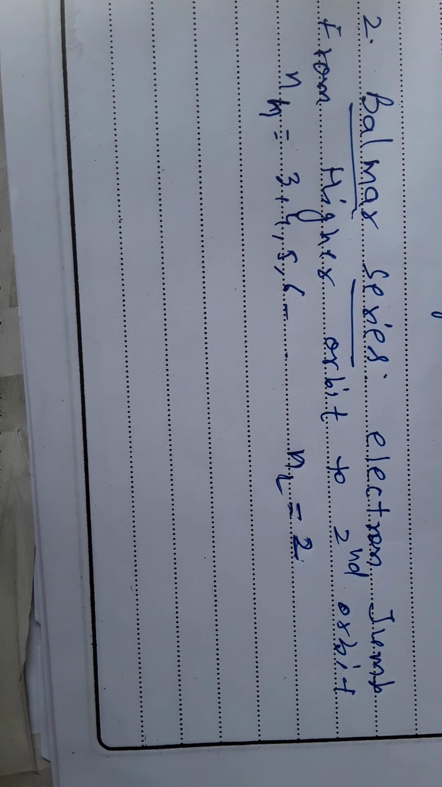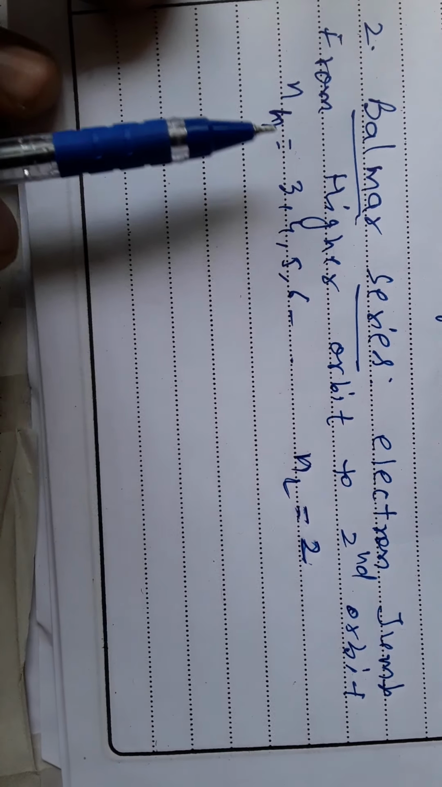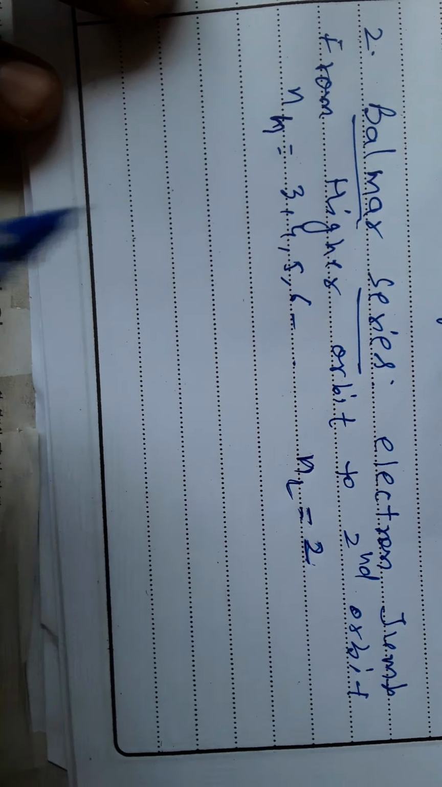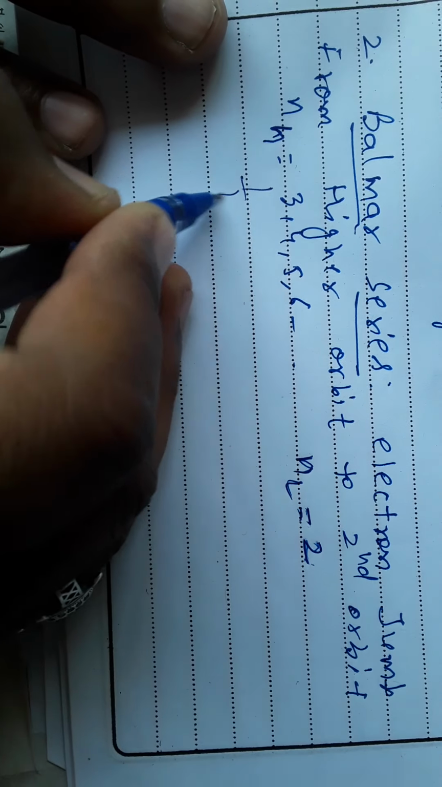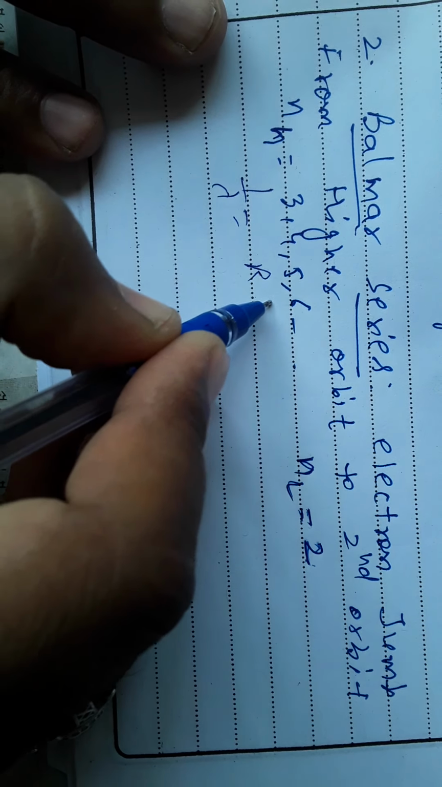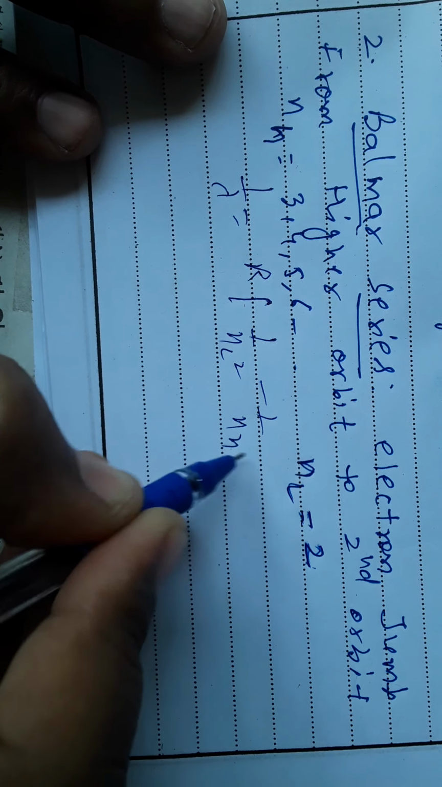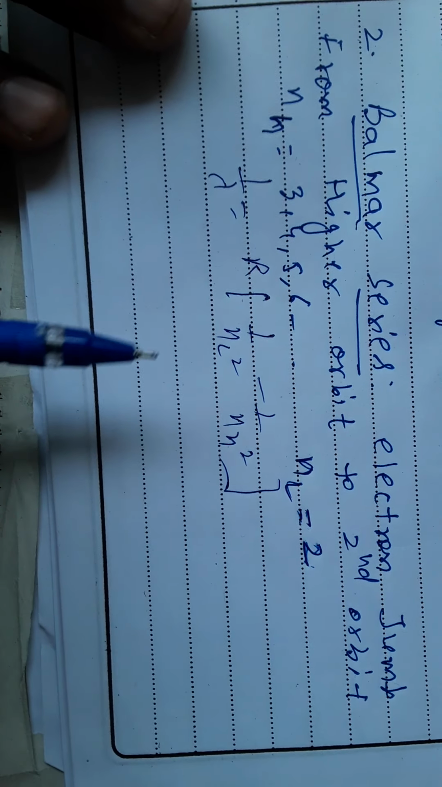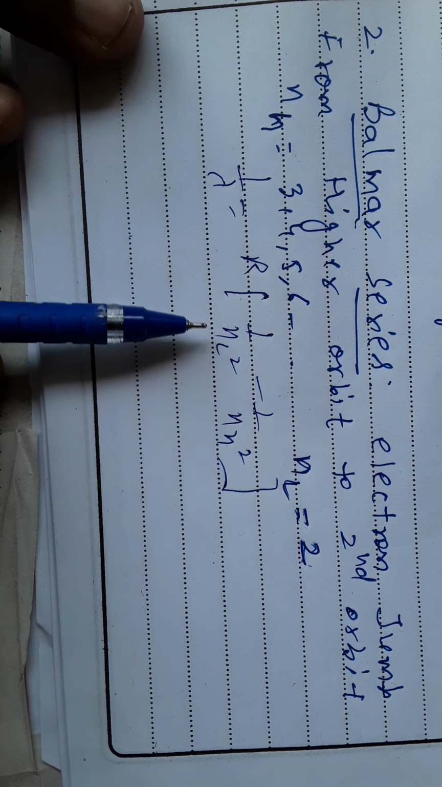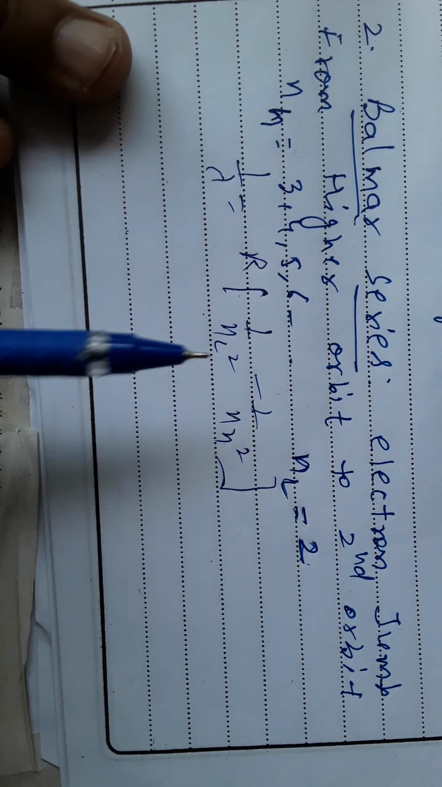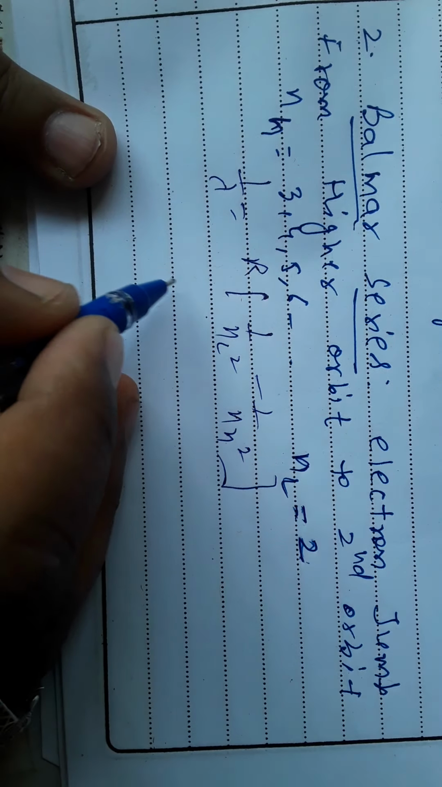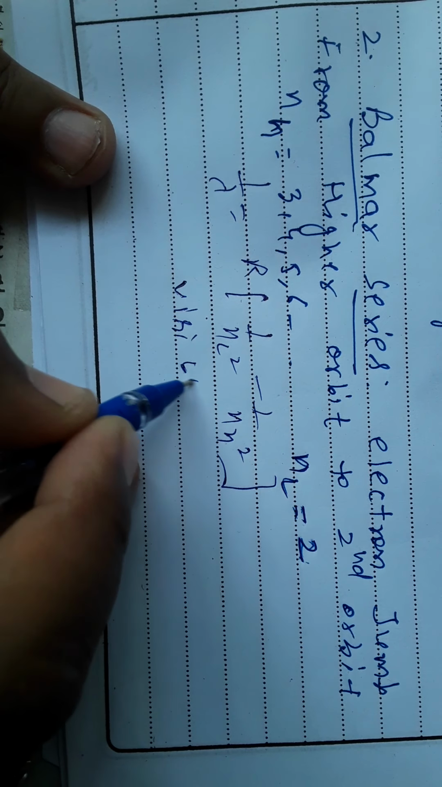In the Balmer series, the electron jumps from a higher orbit to the second orbit. So nh is 3, 4, 5, 6 and nl is equal to 2. To calculate the lambda, we can use 1 by lambda is equal to R into 1 upon nl square minus 1 upon nh square. From here we can find the maximum and minimum wavelength, and this lies in the visible part.